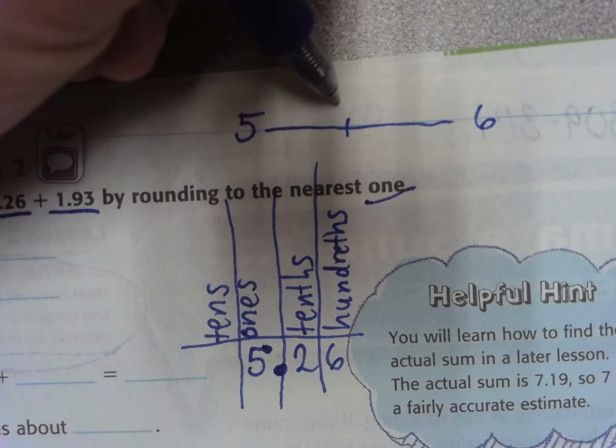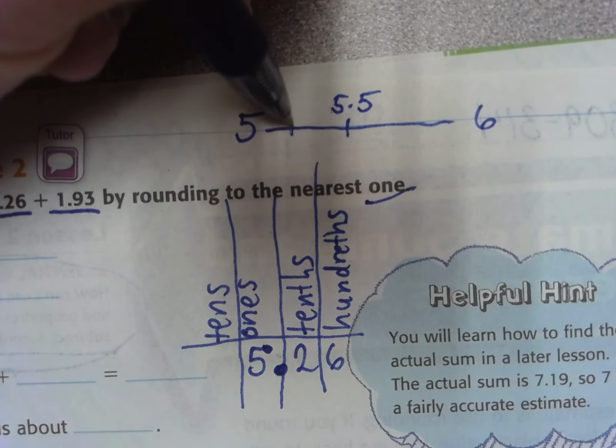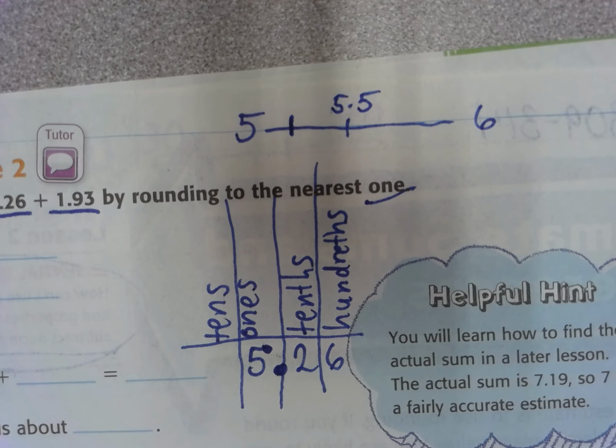5.26. Here's 5.5. So 5.26 is probably going to be about over in here. So what is it closest to? 5 or 6? 5. Easy enough, right? So 5.